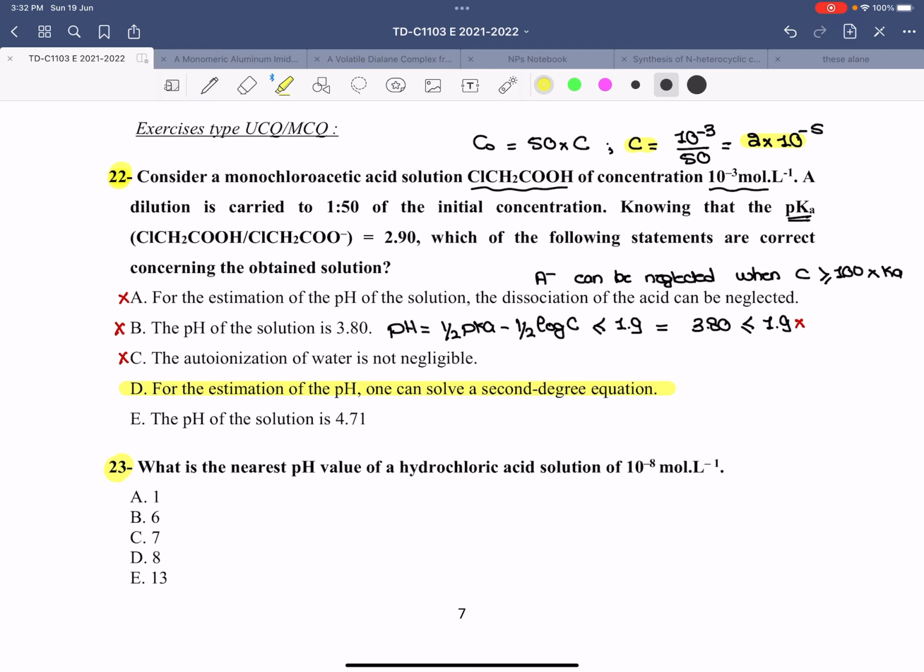Remember, in these types of questions, you may have more than one answer. I don't have a scientific calculator to do the calculations. Let me check. So simply do the calculations. If when you solve it, you get 4.71, then yes, this is the correct pH.